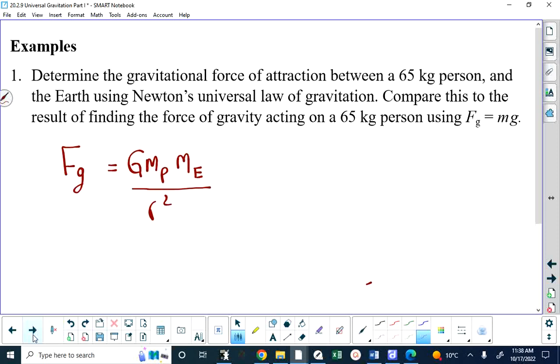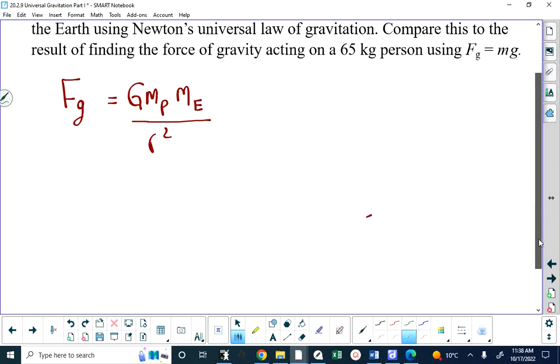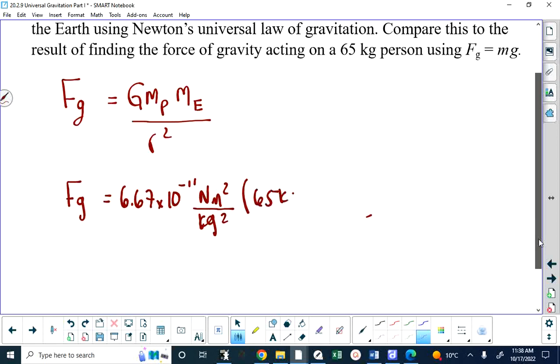Okay, well, the force of gravity is G, which is 6.67 times 10 to the negative 11. And just for today, we're going to make sure we put the units in. This is Newton meters squared per kilogram squared, times the mass of the person, which is 65 kilograms, times the mass of the Earth.